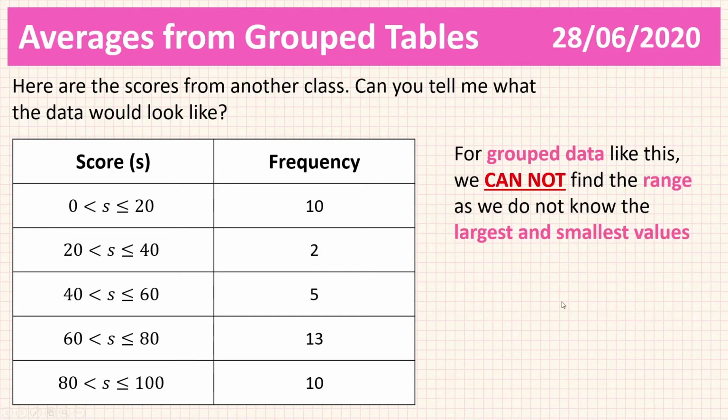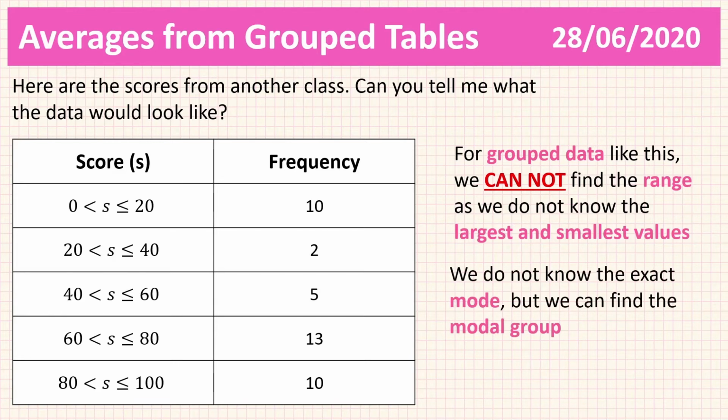Now, you might be asking, well, we can't find the range, sir, but surely we can find the other averages. Well, yes, we can, but we can't find the exact value of those other averages. From this table, we could probably work out the one that's the most common. We could say, well, most people have got a score between this group. Because we're not finding an individual value, we wouldn't call it the mode. We'd call it the modal group. We don't know what the exact mode is, but we can find the modal group.